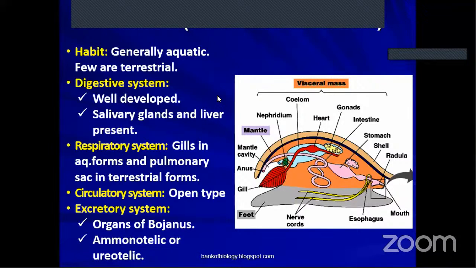Respiratory system, gills in aquatic forms and pulmonary sacs in terrestrial forms. Okay, remember this. Then open circulatory system, that means blood will flow through sinuses. Then excretory system, organ of Bojanus, ammonotelic or ureotelic. So take it down.